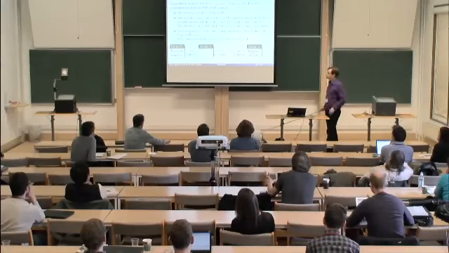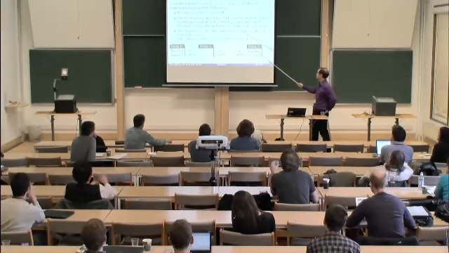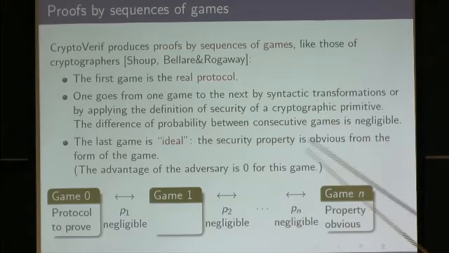And so this tool produces proofs by sequences of games, like those made by cryptographers following Shoup and Bellare and Rogaway. So in these proofs, the first game is the real protocol that you want to prove interacting with an adversary, and then you transform this game step by step, either by syntactic transformations or using the definition of security of some primitive, and you always arrange so that the difference of probability of breaking the protocol between consecutive games is negligible, or you evaluate it if you want to work in the exact security framework.